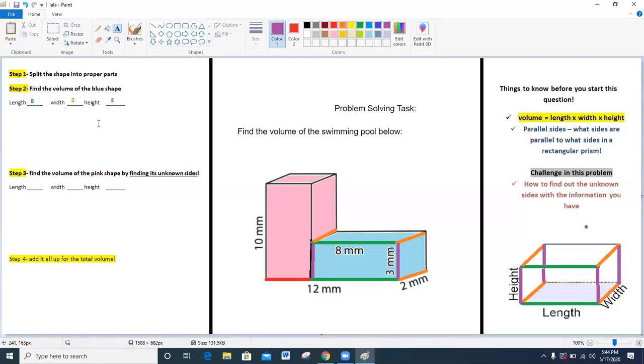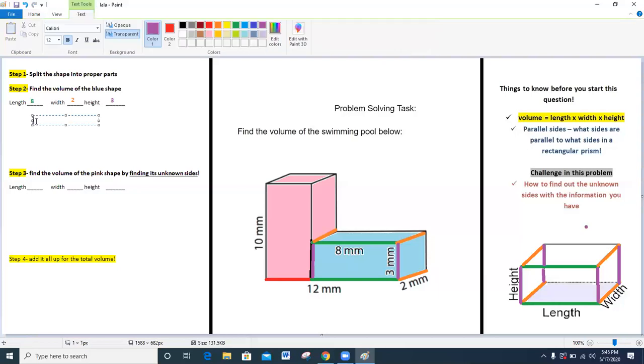I'm not done yet. Length times width times height. I have to quickly do that. So 8 times 2 times 3 should give me 16 times 3 is 48.